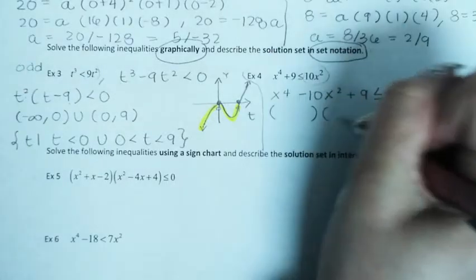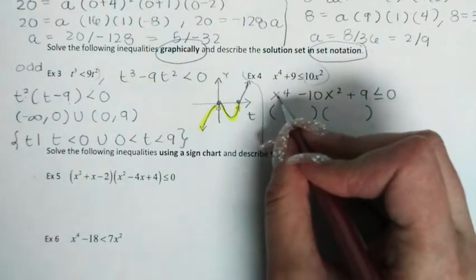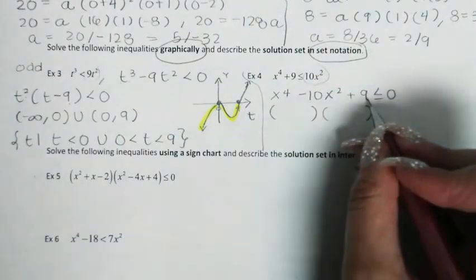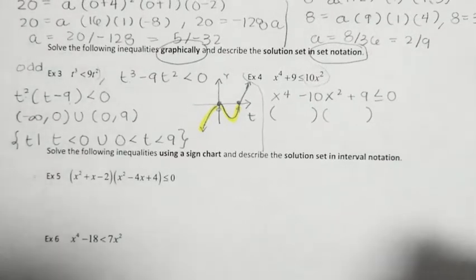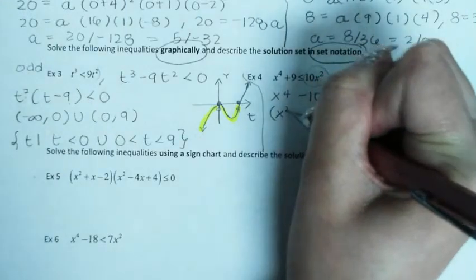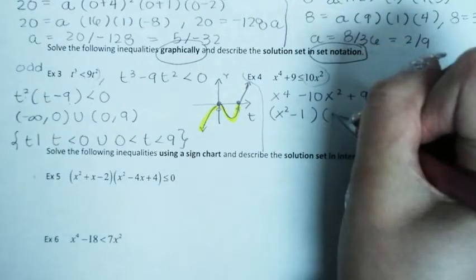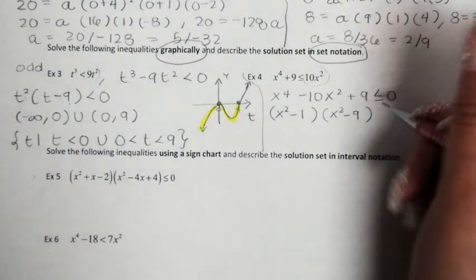You can factor this. Imagine that you have u squared minus 10u plus 9. So two numbers that when you multiply them give you 9, and when you add them give you negative 10. Well, you know that it's going to be (x squared minus 1)(x squared minus 9), and that's going to be less than 0.